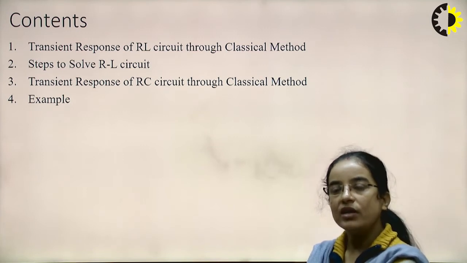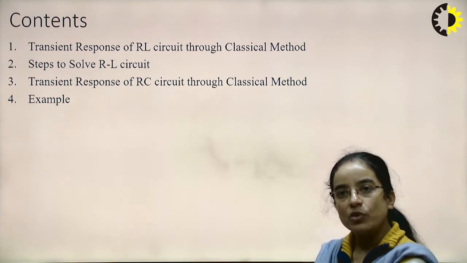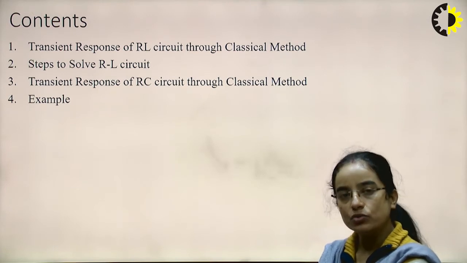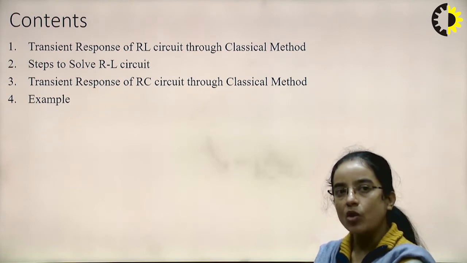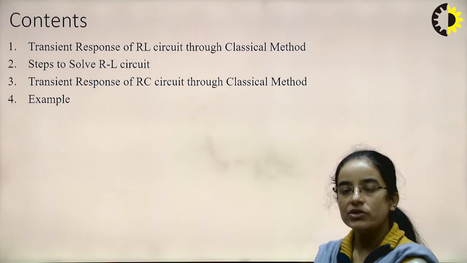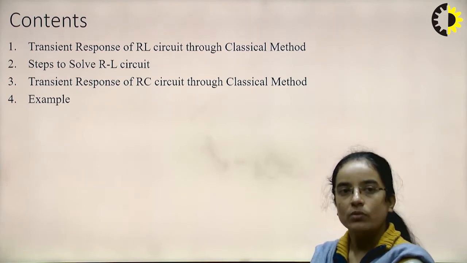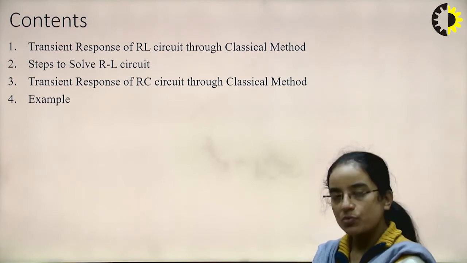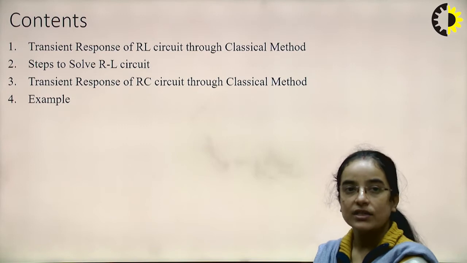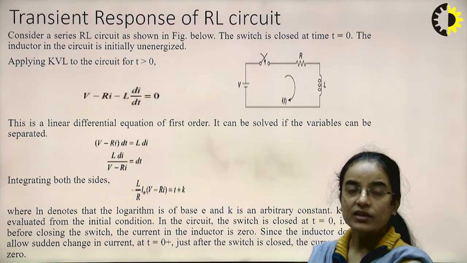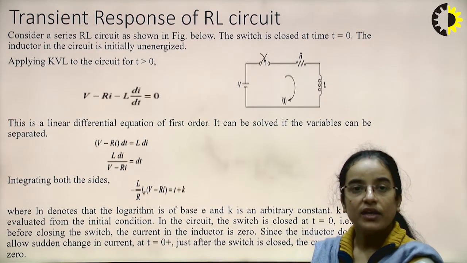So earlier we had discussed transient response, and we had solved some of the numerical problems also. There was a circuit in which an inductor or capacitor was there and some initial condition was involved. Okay, so we had done that. So today we will see the transient response of RL circuit with the classical method. So here a series RL network has been considered.